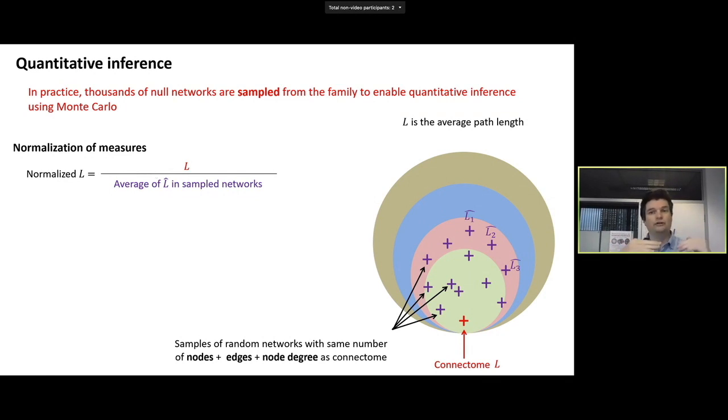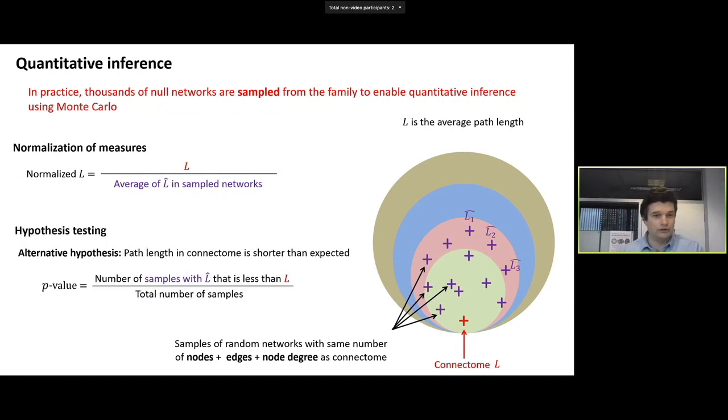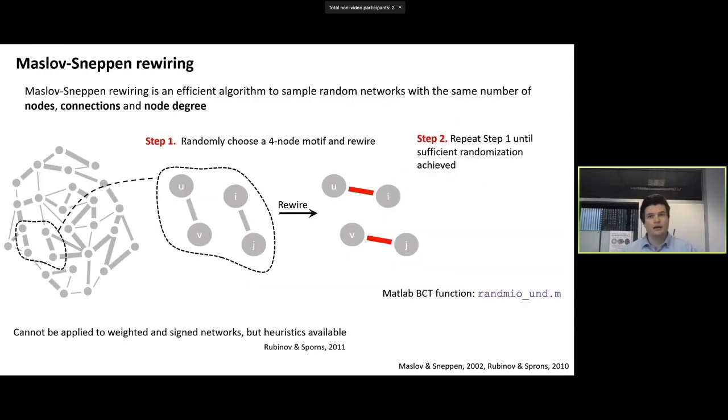And so if this ratio is 1, it says that our actual connectome, the path length is not particularly unusual. In contrast, if it's greater than 1, it suggests that our path length is exceptionally long relative to a random network that's matched in terms of these 3 properties. We can also compute p-values to assess the same hypothesis. So you might ask, how do we actually generate random networks? How do we sample networks that preserve the number of edges, the number of nodes, and the node degree?